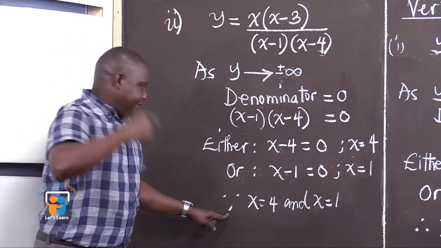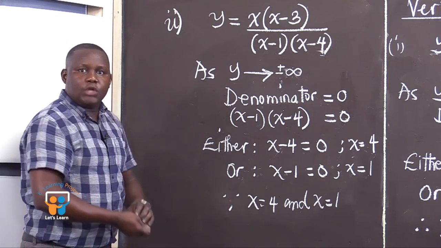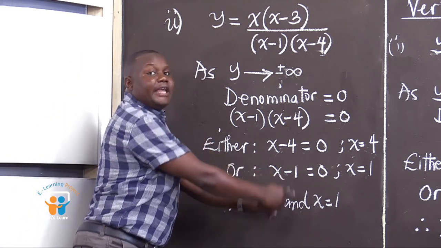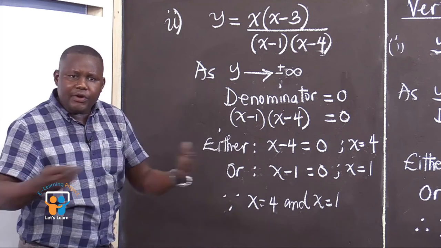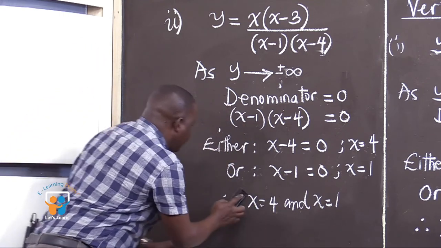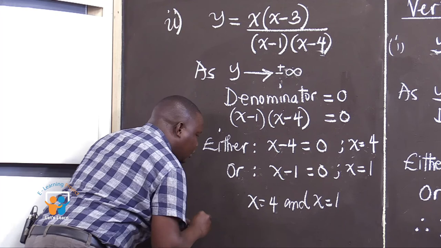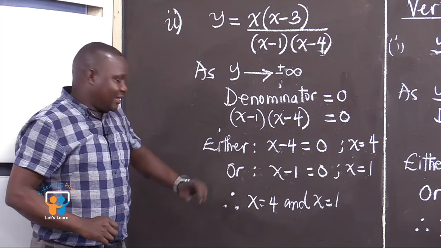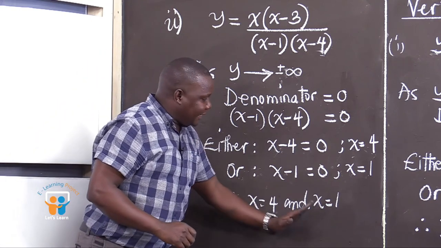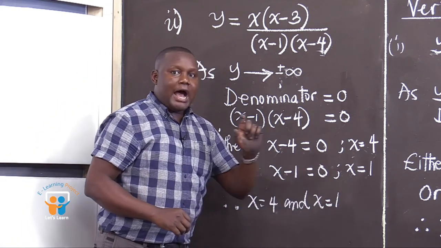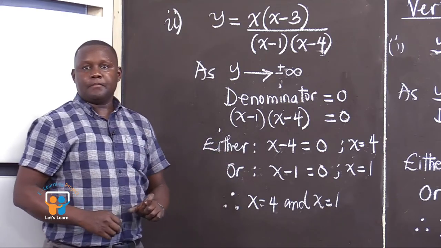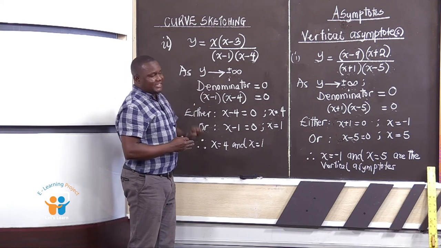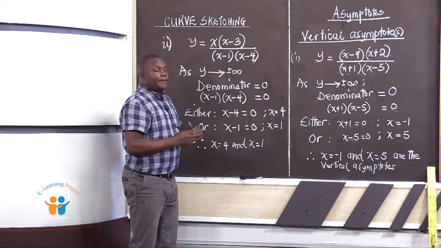Yes, it represents because. It will look like you're saying because x was equal to 4 and x was equal to 1, which is very wrong. The therefore symbol must be written with one dot on top and two dots down. Now, this is what we need. Therefore, x equals 4 and x equals 1 are the vertical asymptotes of the curve. I hope that now we've understood how to find the vertical asymptotes of the curve.